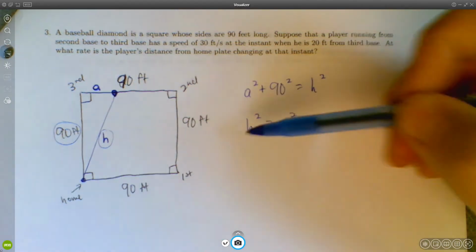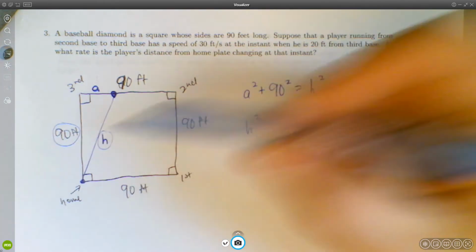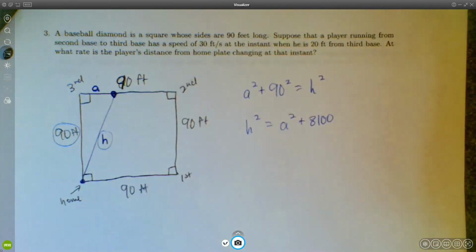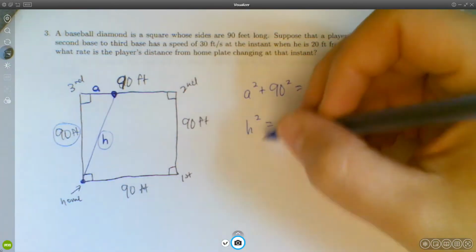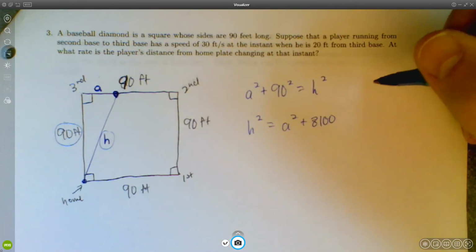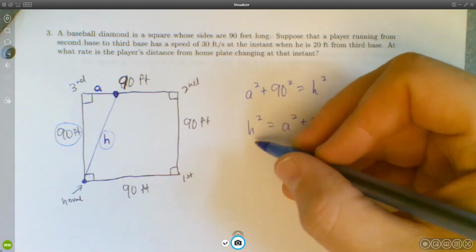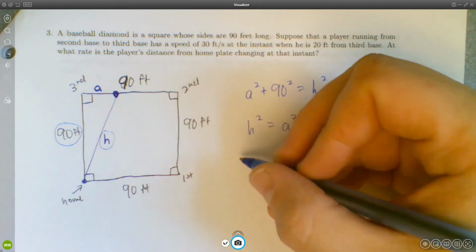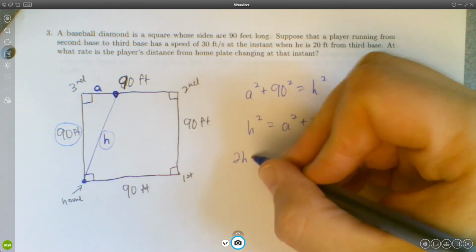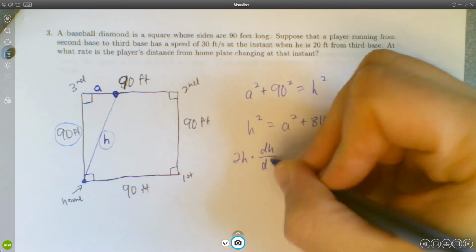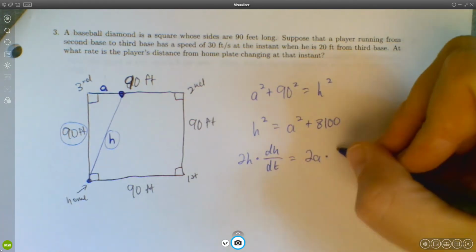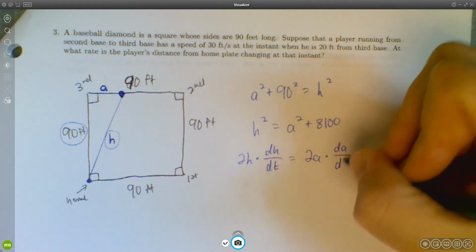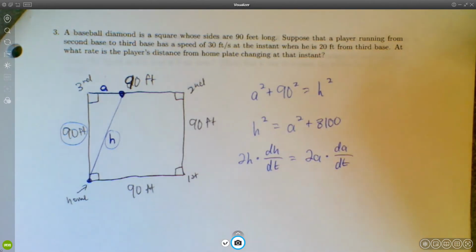Now I want to figure out how fast h is changing, right? I want to figure out the rate dh/dt. So I'm going to go ahead and differentiate both sides of this equation with respect to t. So differentiating h squared with respect to t, I'm going to get 2h times dh/dt. And then on the right-hand side, I'm going to get 2a times da/dt. And 8100, well, that just goes away when I take the derivative.